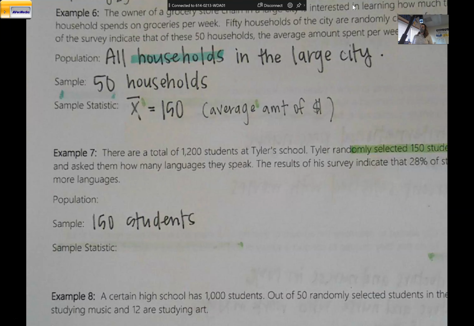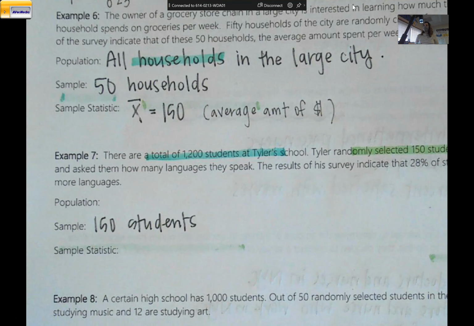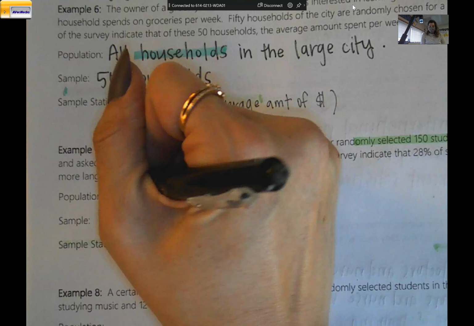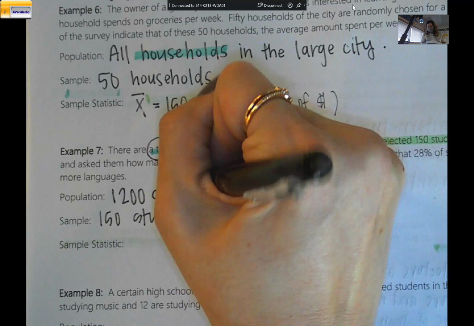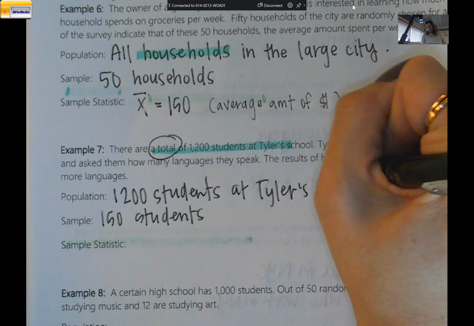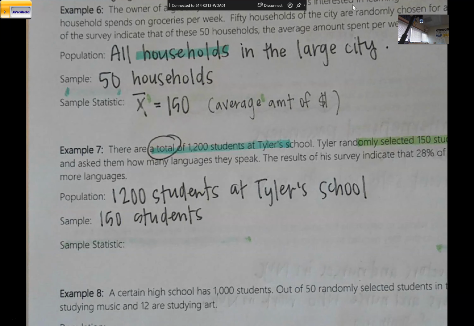Now, the other number that they gave us, we have to ask ourselves, is that the population? So they say there is a total of 1,200 students at his school. Because they use this word total, that indicates to me that that's the population. So our population is the 1,200 students at Tyler's school. So this is the first time they actually give us the size of the population. Population is 1,200.